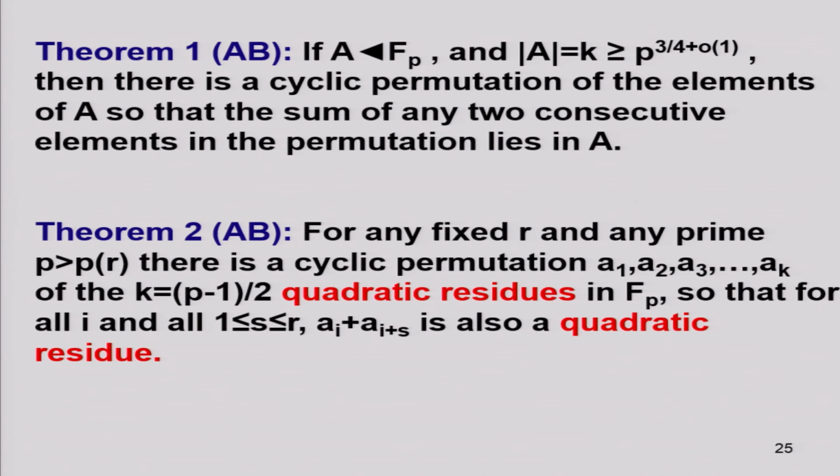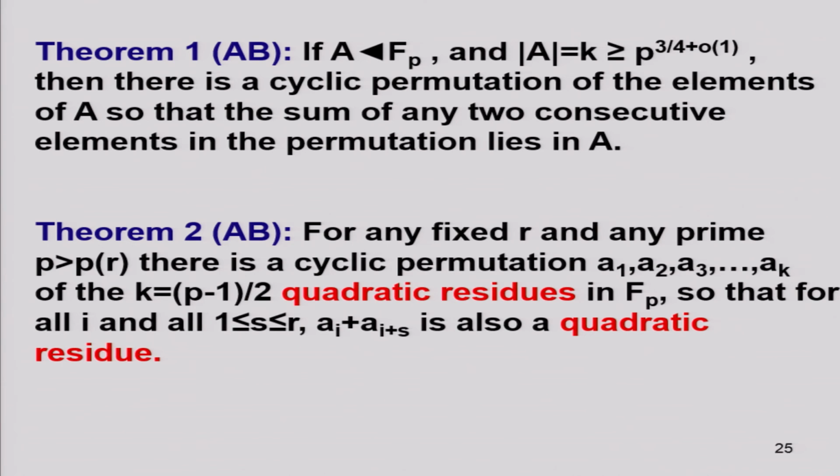And if we insist on talking about the quadratic residues, let me say also something that is more general than this. So suppose R is fixed, and we take a prime p that is sufficiently big as a function of R. Then you can take the quadratic residues, put them along a cycle, and it's not only the case that the sum of every consecutive pair will be a quadratic residue, but also the sum of every pair of distance 2 and distance 3 and distance 4, and so on up to distance R, if p is big enough.